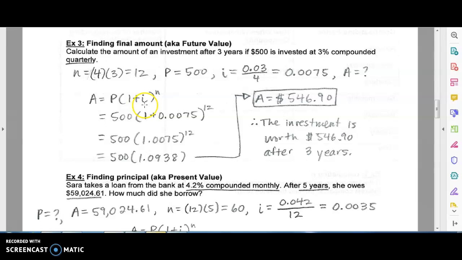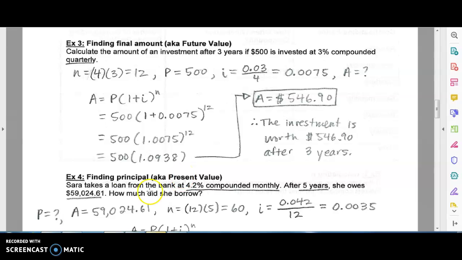to solve for A, P, I, or N, but we're going to stick to basically solving for either A, which we did in example 3, or example 4 could be saying to solve for P, which says here finding the principal or the present value.